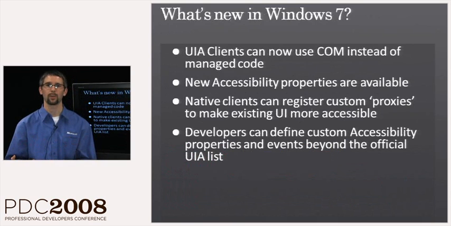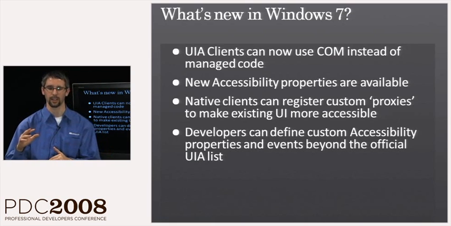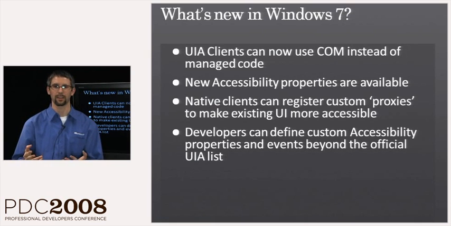So when I talk about what's new in Windows 7, I wanted to take a minute and just summarize it top to bottom as kind of a sketch for the talk. The COM API is huge, and that's the biggest new thing, and that's where I'll spend most of my time on this talk. But there are a few other things that are new.